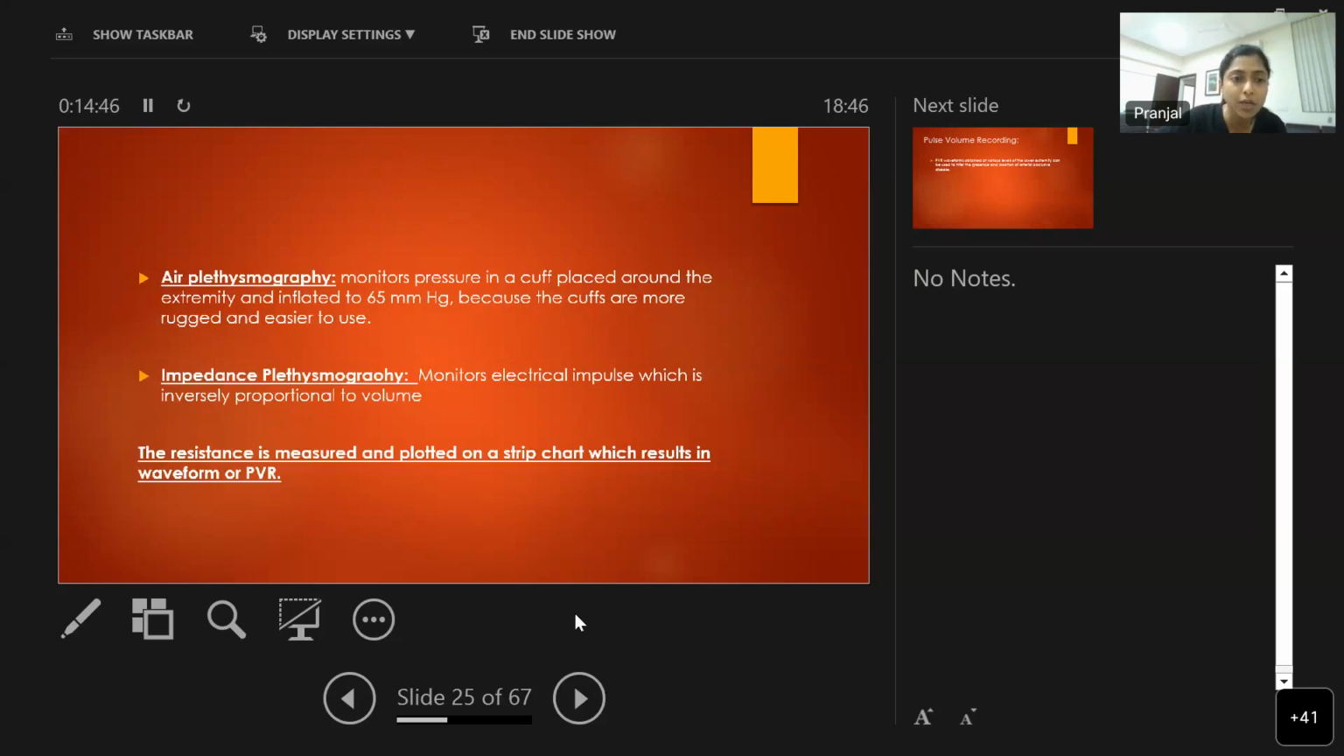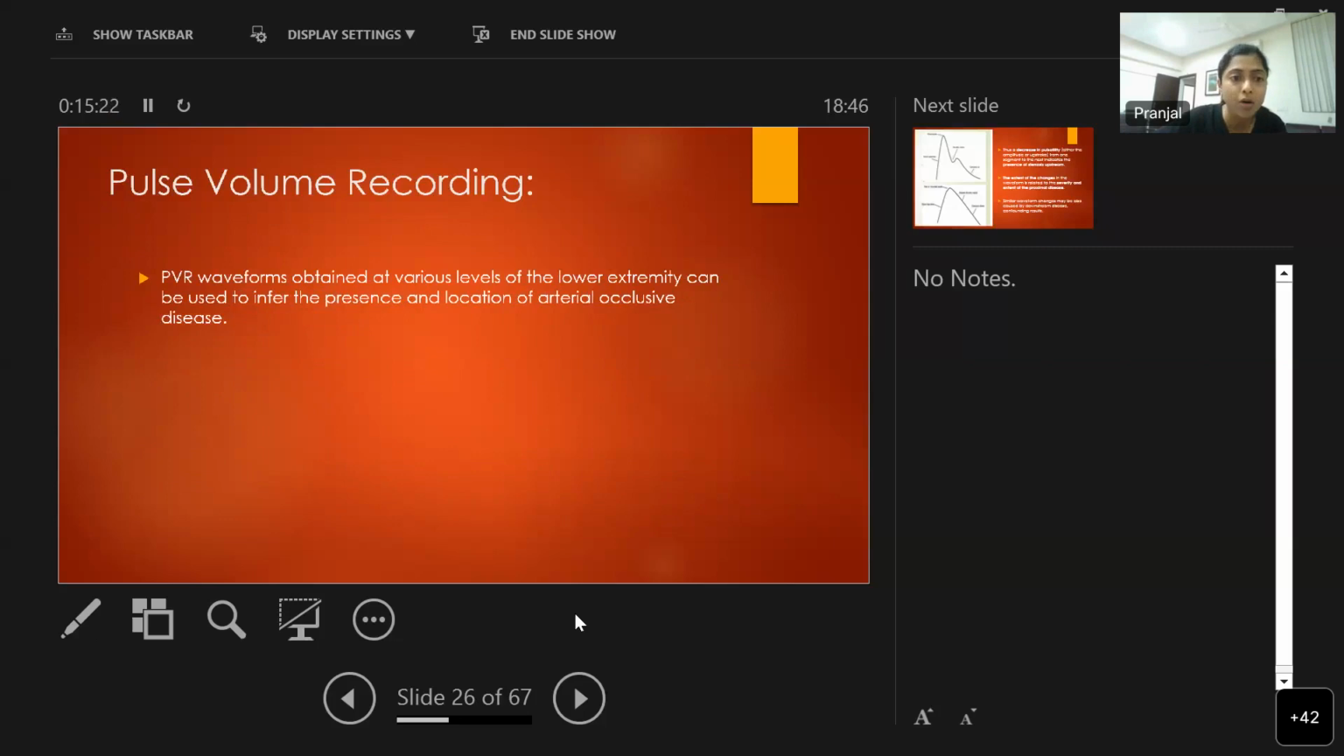And there are two types of plethysmography. There is an air plethysmography and an impedance plethysmography. Air plethysmography monitors the pressure in a cuff placed around the extremity and inflated to 65 millimeters of mercury because the cuffs are more rugged and easier to use. In impedance plethysmography, it monitors electrical impulse, which is inversely proportional to the volume. The resistance is measured and plotted on a strip chart, which results in a waveform or a pulse volume, a PVR, pulse volume recording.